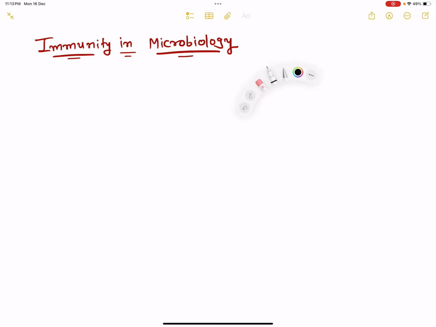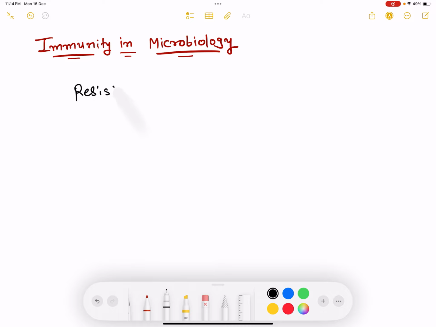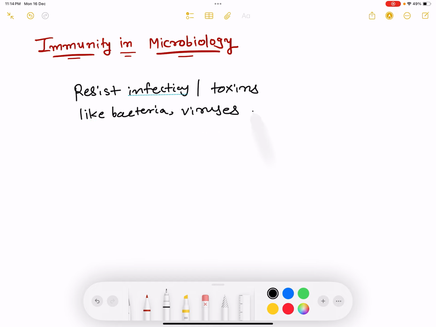So, immunity is the ability of an organism to resist infections or toxins by identifying and neutralizing pathogens like bacteria, viruses, and fungi. As an MBBS student, understanding immunity is crucial since it forms the basis of many diseases and their treatments.